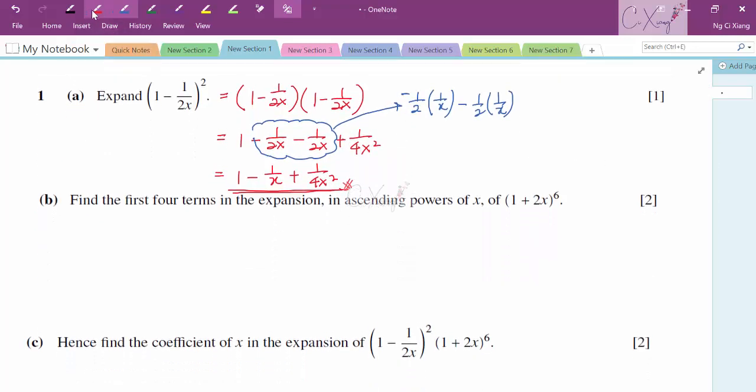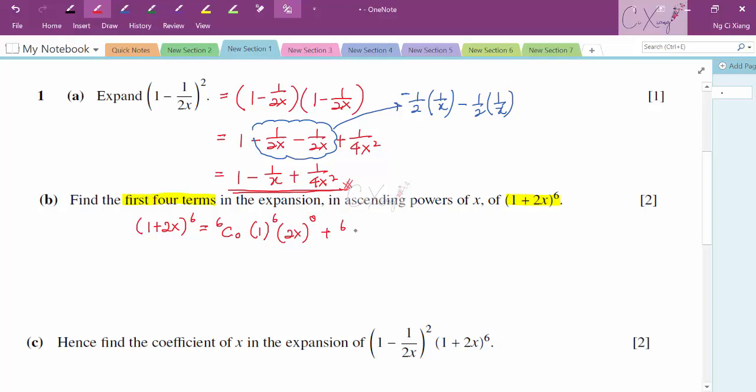For part 2, they want us to expand the first 4 terms for this particular bracket with power 6. For this one, we can use the binomial theorem to expand it. For the first term, it will be 6C0. The first bracket is a 1, the second bracket is 2x. So the 0 will be the power for the 2x, and we have the 6.